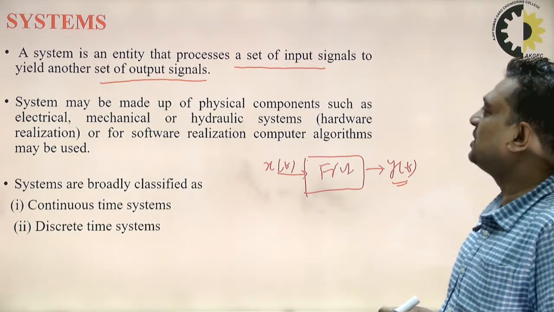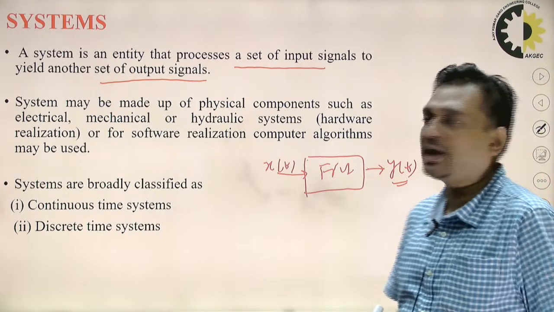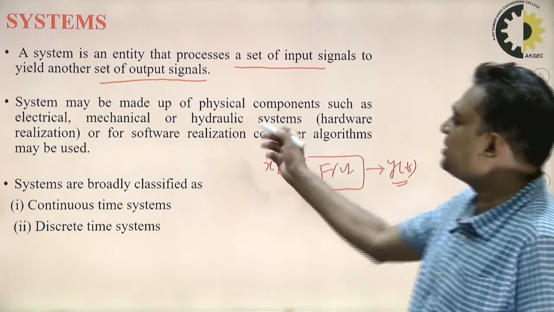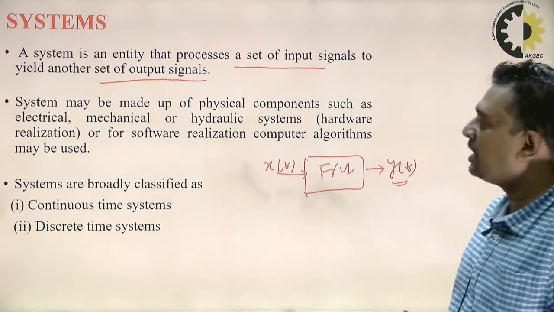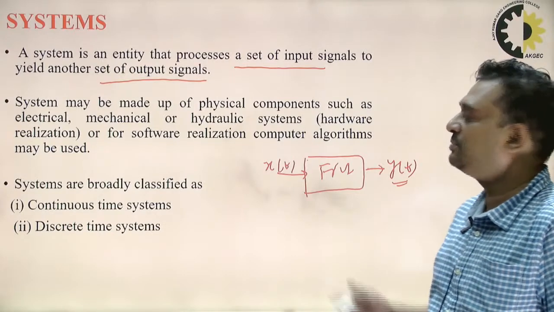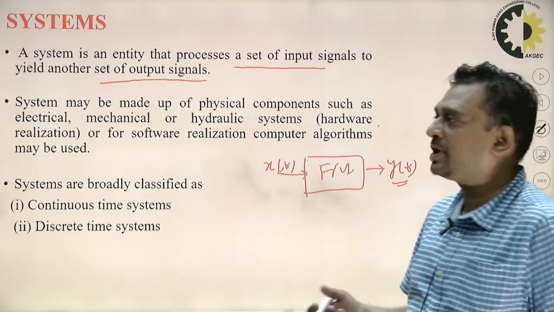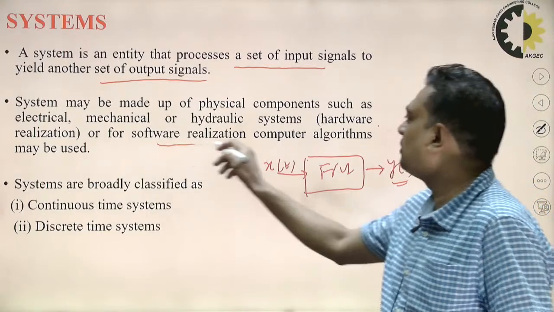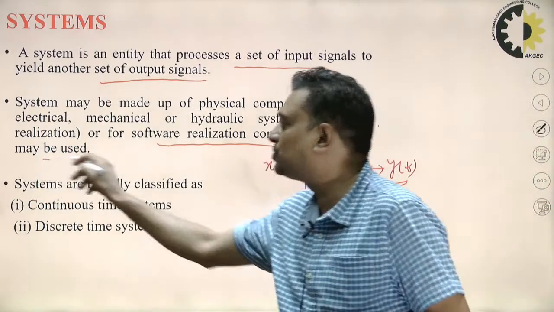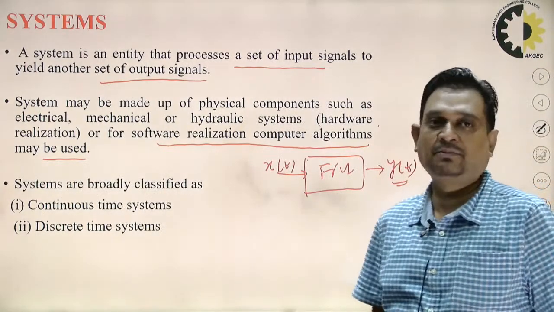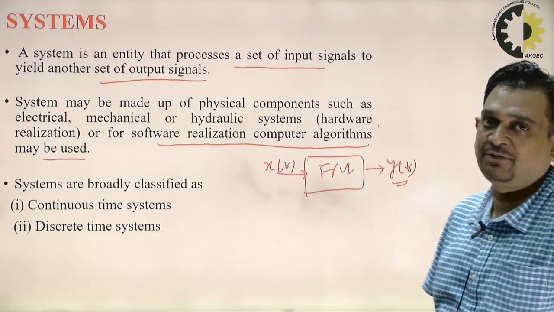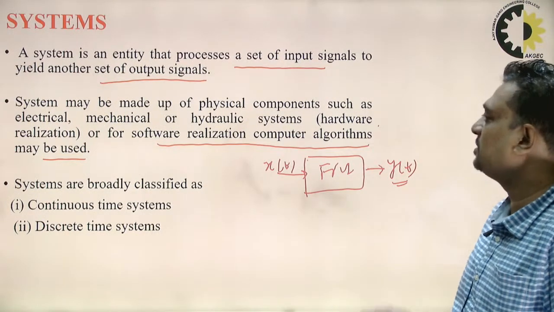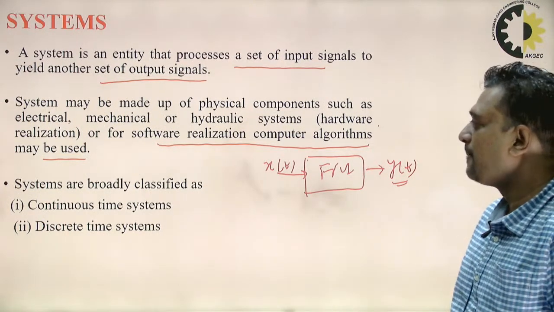Now how will we make the system? A system may be made of physical components such as electrical, mechanical or hydraulic systems. These are examples of systems where we are realizing the system in terms of hardware. But a system may be anything. A software realization of computer algorithms may also be used as a system. Means you are using a computer as a system in which you use some algorithms for the processing of the signal. In that case, that is basically the software realization.